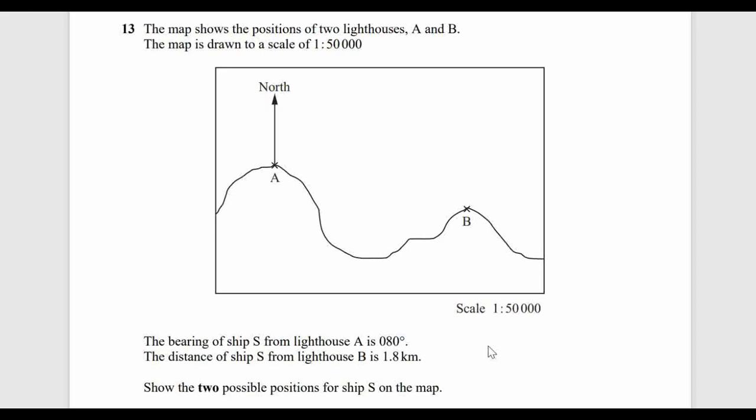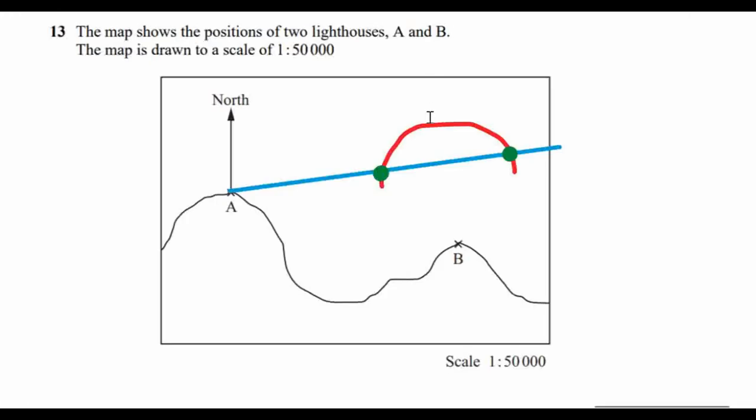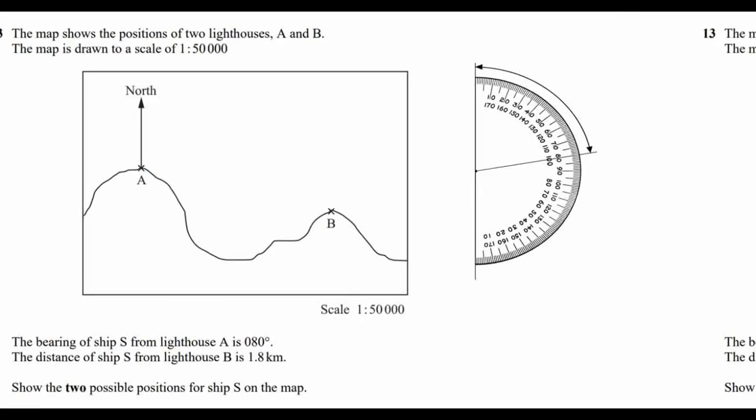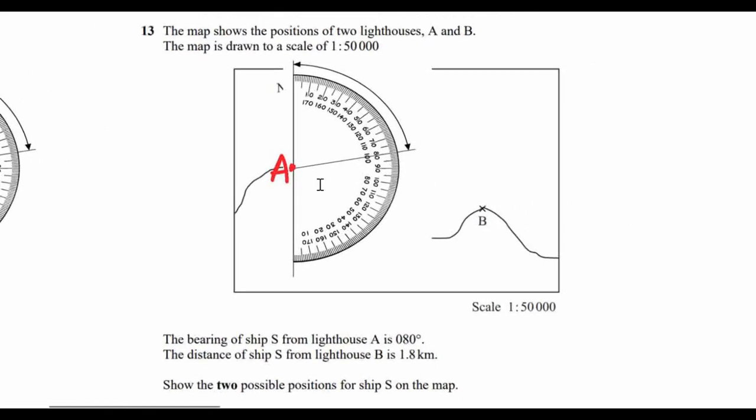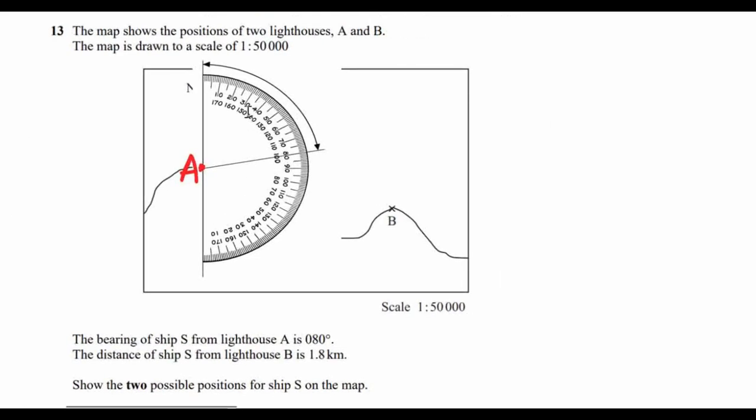Alright, let's check out the answer, guys. So here's the answer. We have two possible positions. How do we get this answer? We have a bearing of 080 degrees, so we must use a protractor to measure 80 degrees, from 0 to 80. Then we put the protractor exactly on the middle point, on top of A, overlapping with A, and we measure 80 and mark this 80.